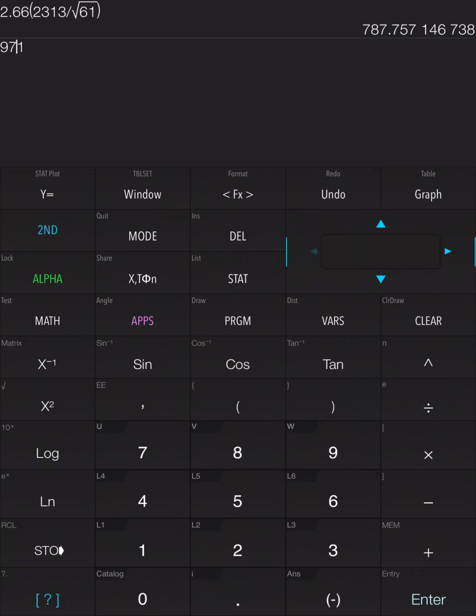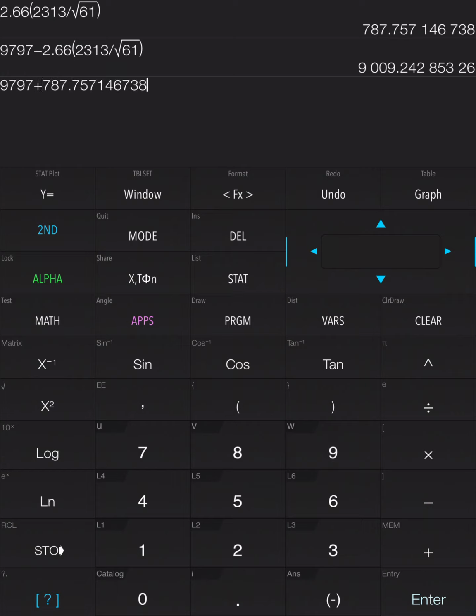So we can take our mean, 9,797, and subtract this value. And then we can take our mean again and add our margin of error. And this is going to be our interval. So our steps are between 9,009 and 10,584. So let's go ahead and record this.